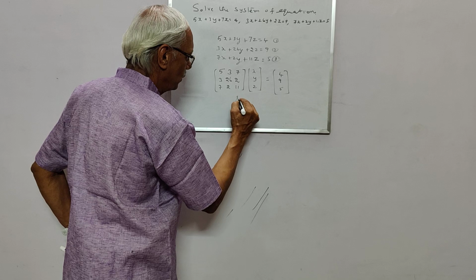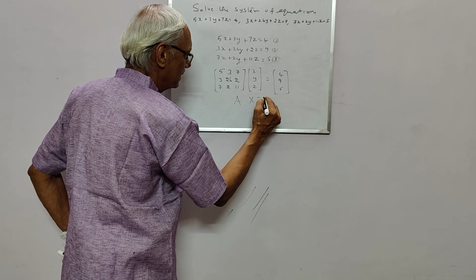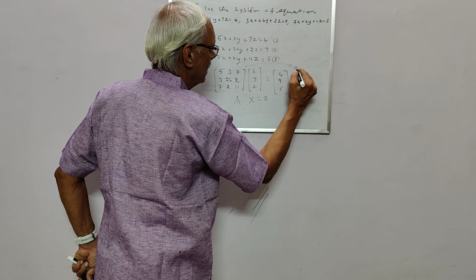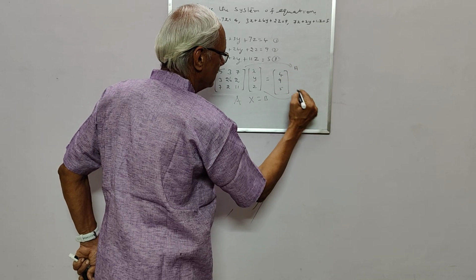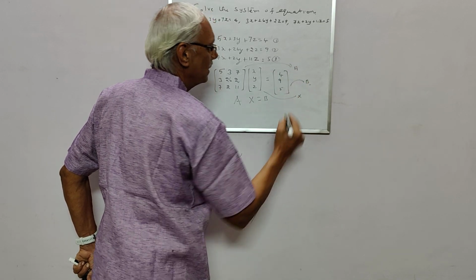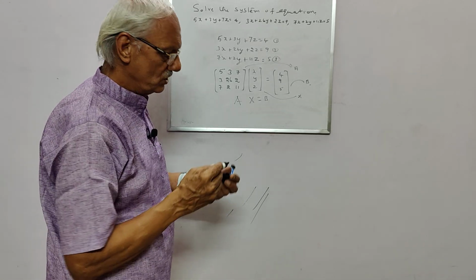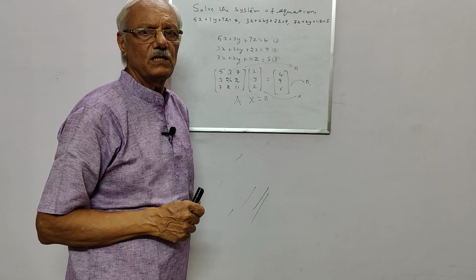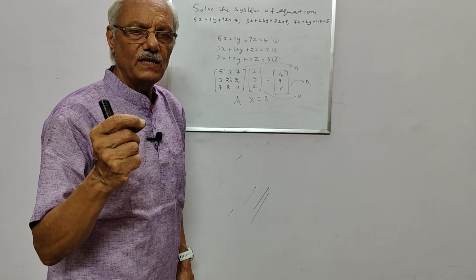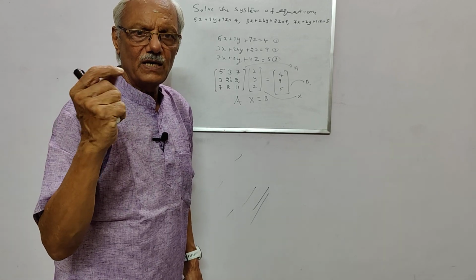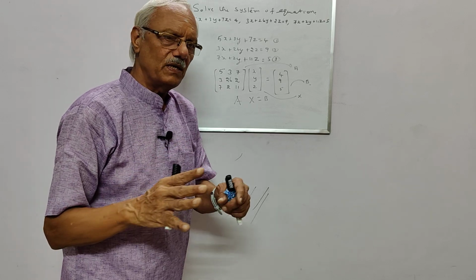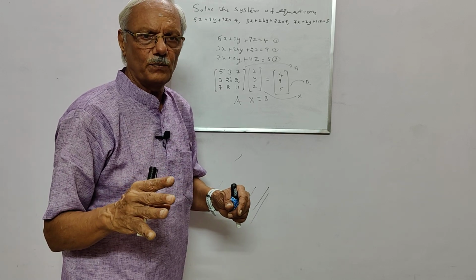So this is nothing but your Ax = b. This is your A, this is your x, and this is your b. Now you see that you have to solve this equation. You have to solve the system of equations in the sense that you have to find the values of x, y, z. I told you there are many methods of solving the problem.